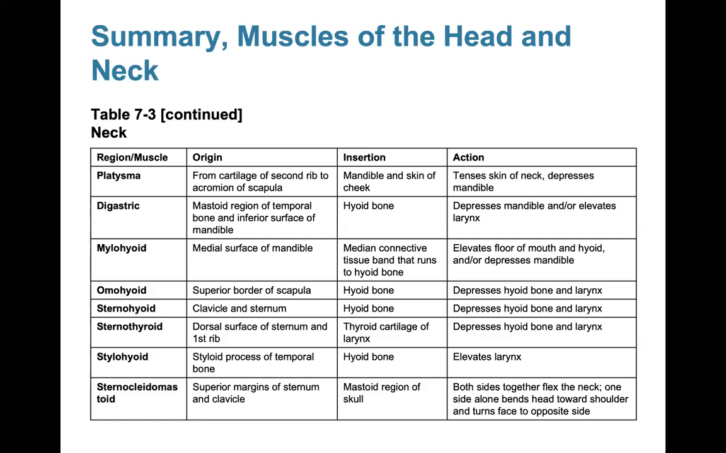And then finally, the sternocleidomastoid. If both sides flex together, that will flex the neck. If one side acts alone, this will bend the head towards that shoulder. So if the right side contracts, you'll move your head towards the right shoulder. If the left side contracts, you'll move your head towards the left side.